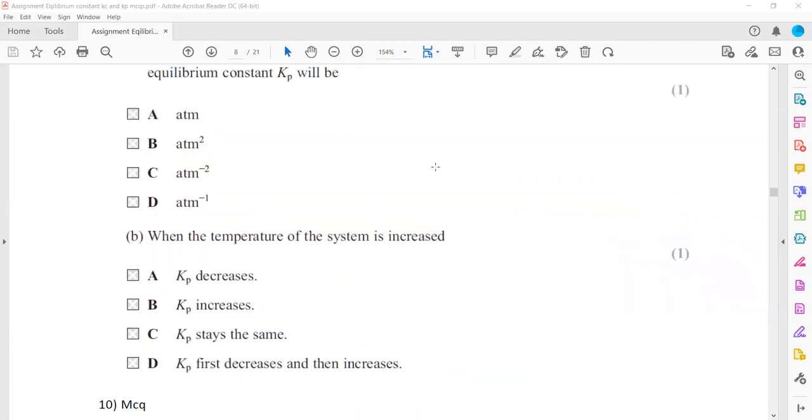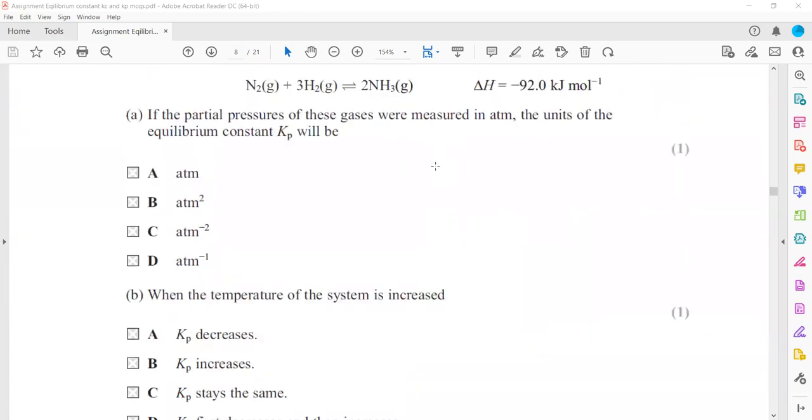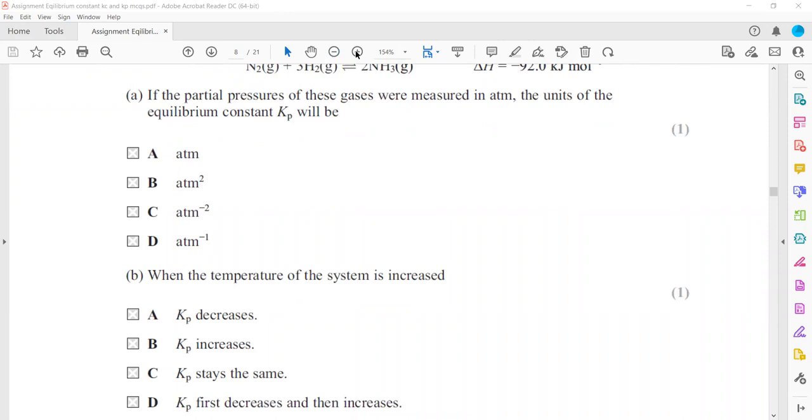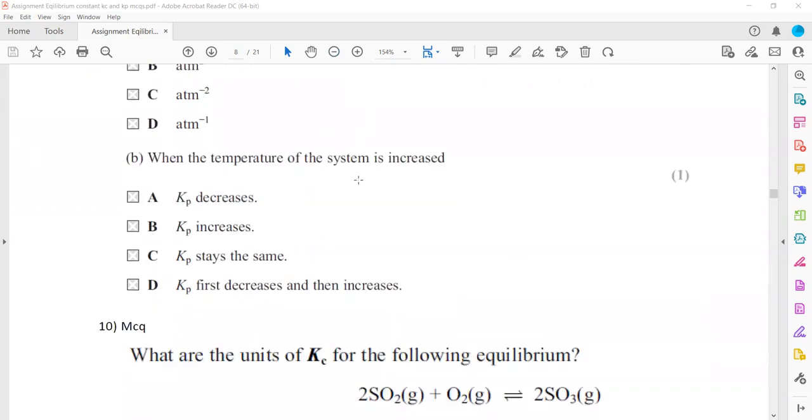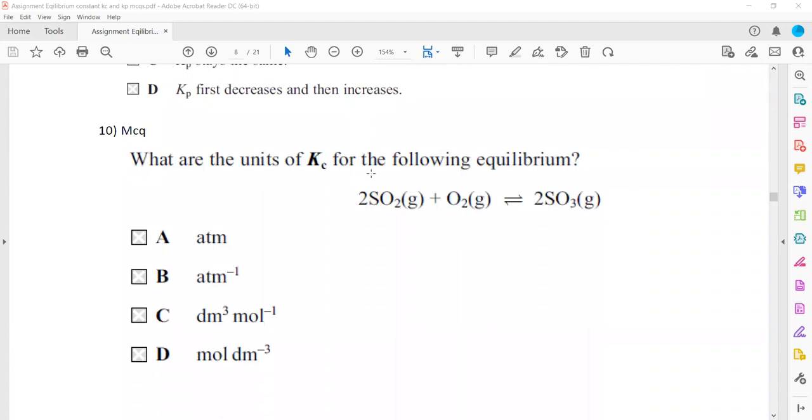When the temperature of a system increases, what happens? Because the forward reaction is exothermic, if we increase the temperature, the value of Kp will decrease. So A will be the right answer. Kc and Kp are only affected by changing temperature.